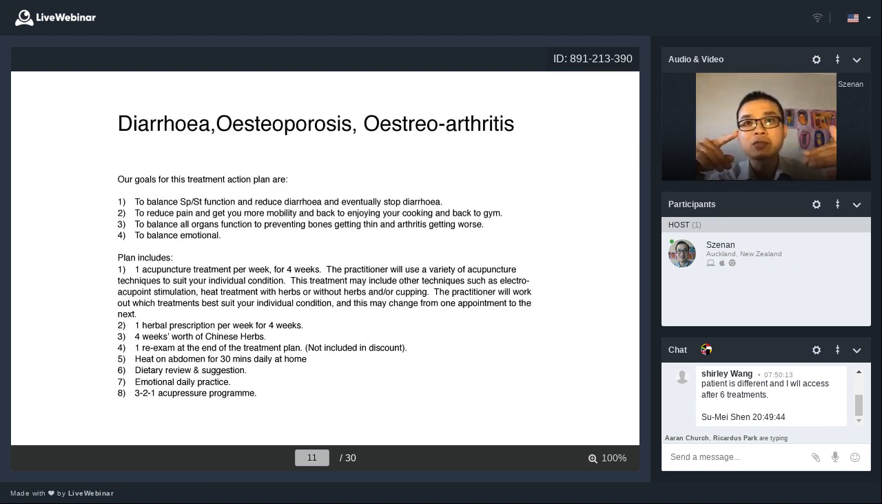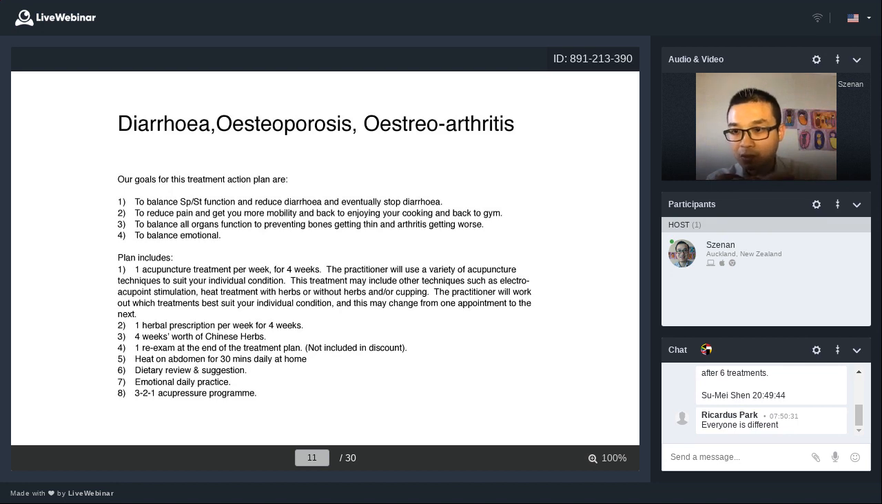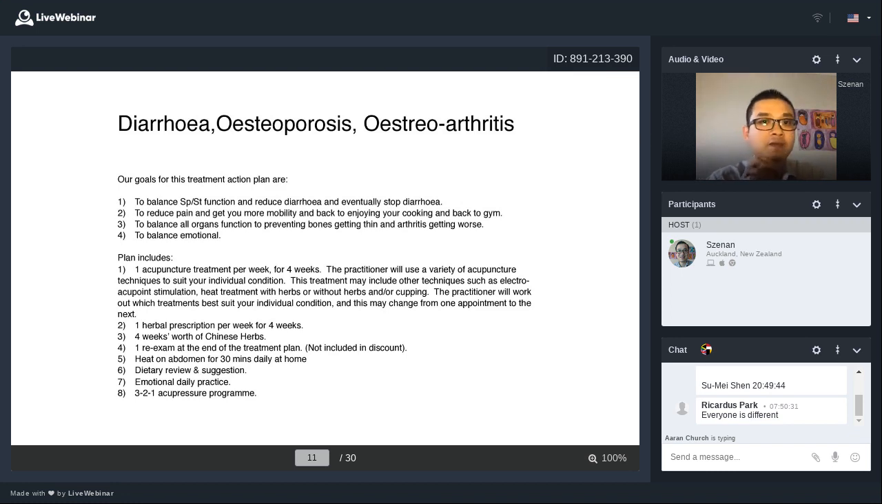Then I take the pulse, I look at the structure, I look at the tongue and everything, and tell them what's going on, what the diagnosis is according to Chinese medicine. Then I give them a plan: try a couple of treatments. Patients are different, and I will assess after 6 treatments. Yeah, everyone's different.